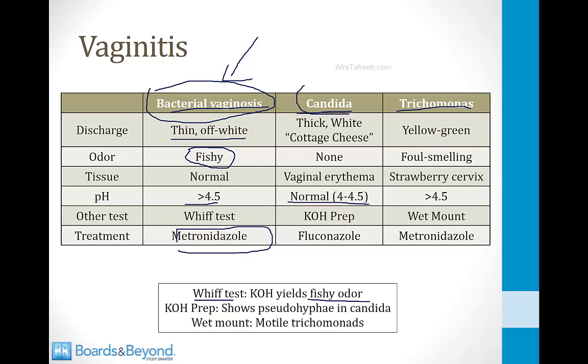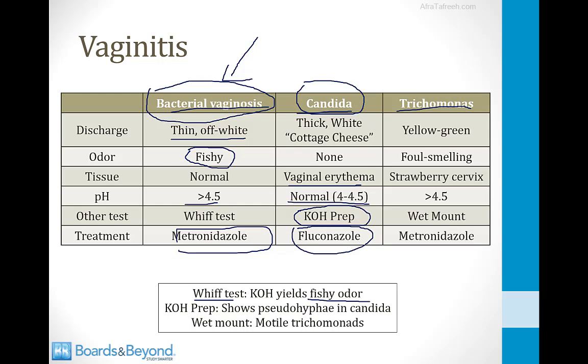So next let's talk about Candida. Candida has a thick white cottage cheese discharge. And you know that Candida can cause thrush in the mouth, which makes a thick white plaque. So it's easy to remember that it can cause the same thing when it causes vaginitis. Sometimes when you examine the tissue in women with vaginitis, it's a little bit red or erythematous. The way you identify Candida is by doing a KOH prep and looking under the microscope for presence of pseudohyphae. And you can treat candidiasis with fluconazole, either topically or with an oral form.